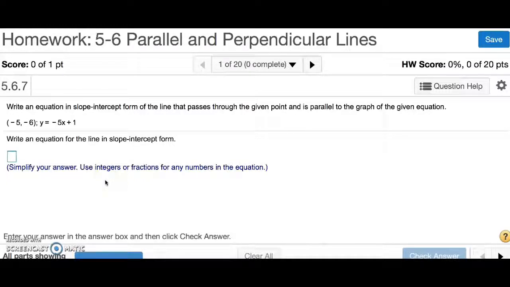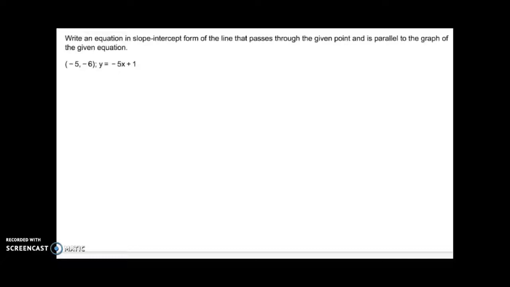Number 1. Write an equation in slope-intercept form of the line that passes through the given point and is parallel to the graph of the given equation. And write that equation in slope-intercept form. So let's do that. Now, parallel lines have the same slope and they never intersect.